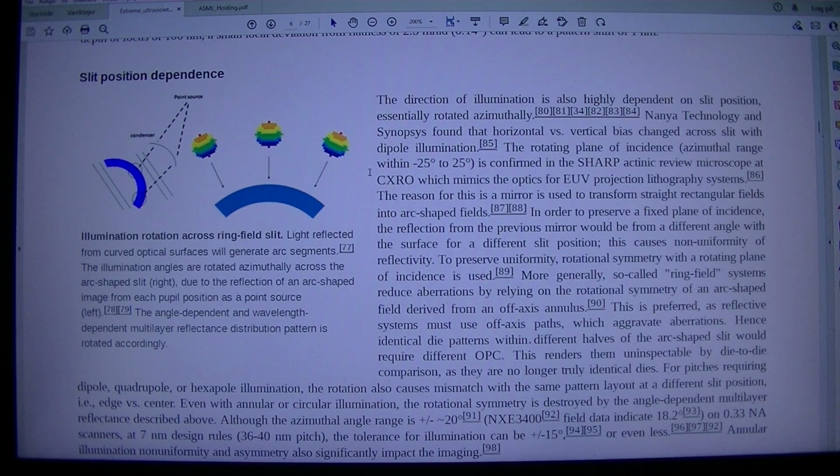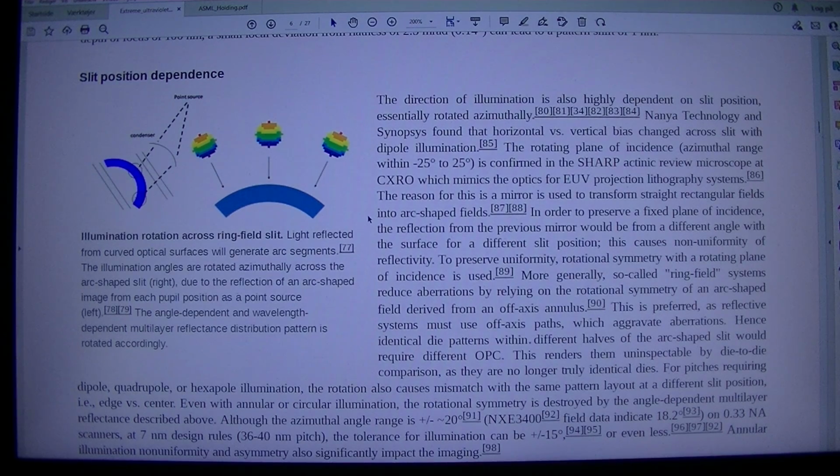The rotating plane of incidence, with an azimuthal range within -25 degrees to 25 degrees, is confirmed in the SHARP actinic review microscope at CXRO, which mimics the optics for EUV projection lithography systems. The reason for this is that a mirror is used to transform straight rectangular fields into arc-shaped fields.